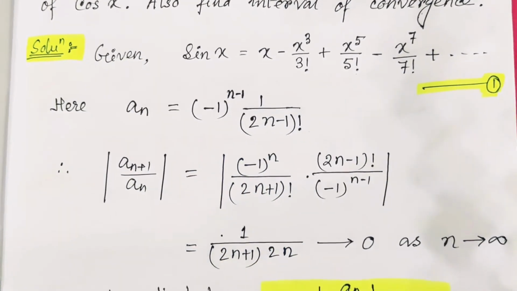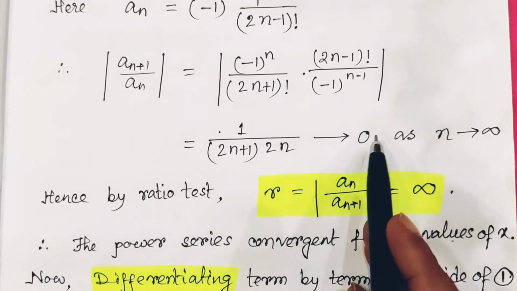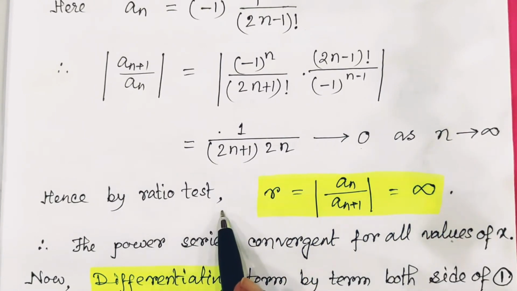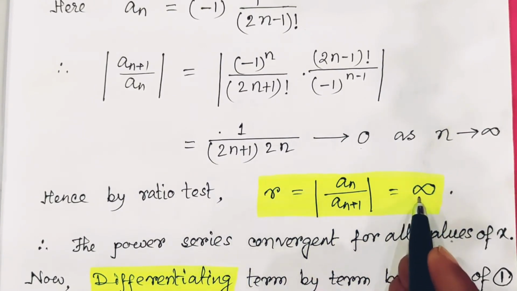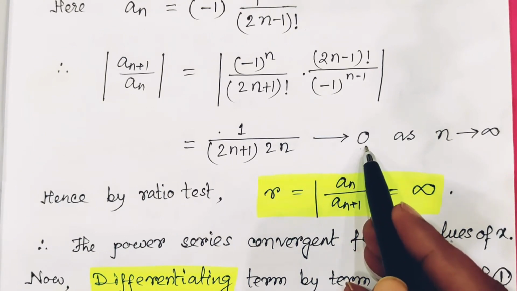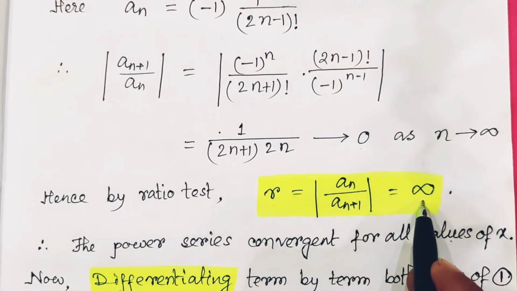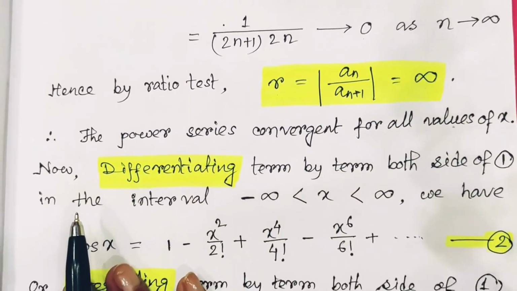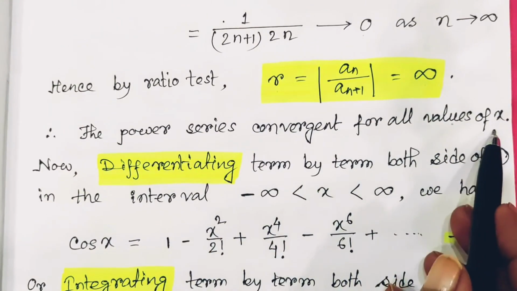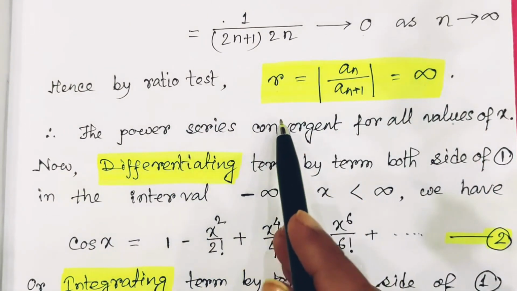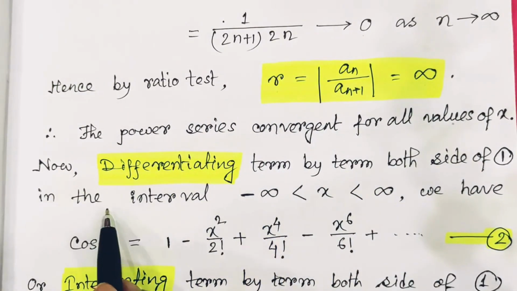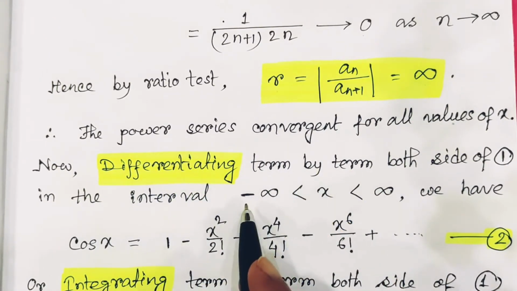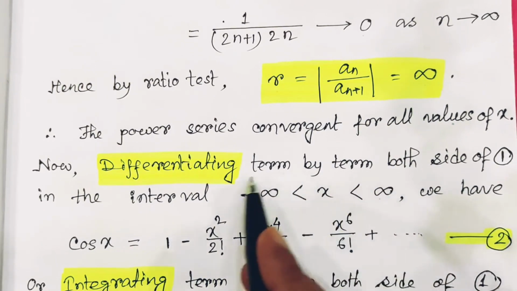According to the ratio test, we will find that the limiting value is 0 as n tends to infinity. So, by the ratio test, the radius of convergence is 1 by 0, that is, infinity. Therefore, the power series converges for all values of x, so it is an everywhere convergent series. Now, we differentiate the given series term by term within the range of minus infinity to plus infinity, because it is everywhere convergent.